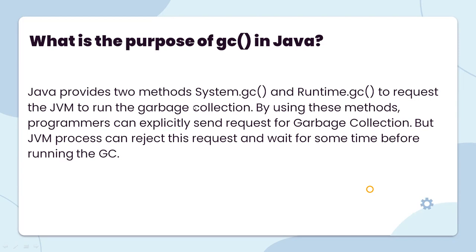So now, at this point, we send the request to the garbage collector, but the JVM process can reject this request and wait for some time before running the GC. After our request, the JVM may reject it and has to wait for some time before running the GC.